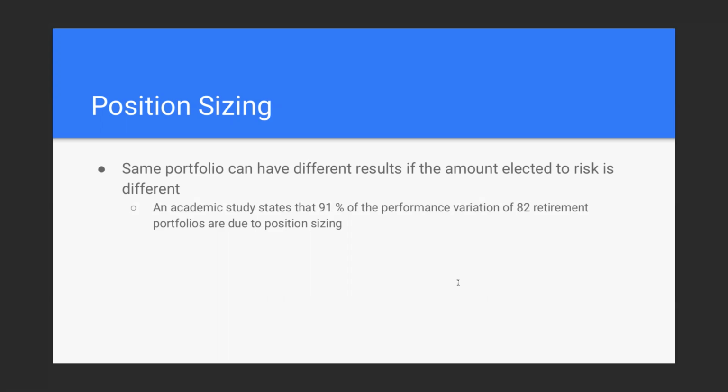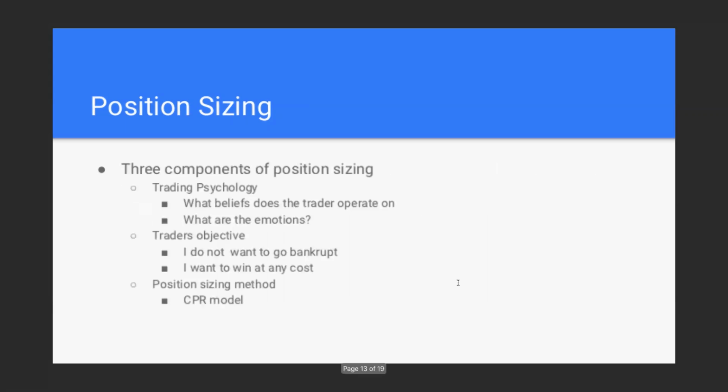So what does this position sizing depend on? There are three components of position sizing, guys. Number one, again, comes to trading psychology. What beliefs does the trader operate on? The trader might be very fearful and have a belief saying, I'm too scared that I would go bankrupt. So he will be very critical about his position sizing. He will maybe play very little amounts.